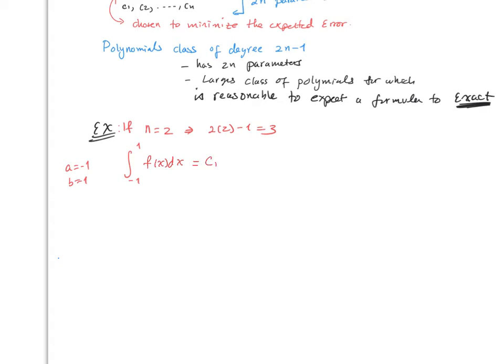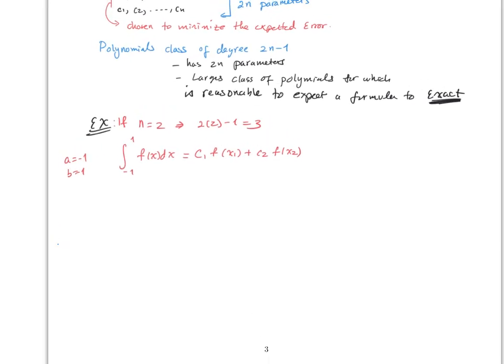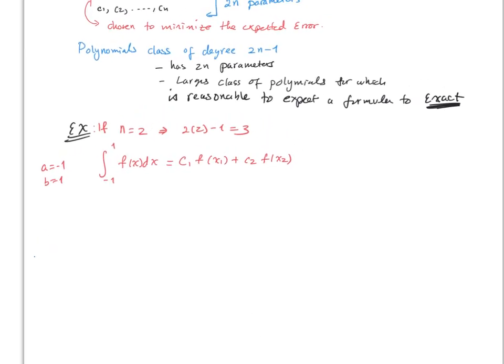Okay, so this is what we want. We need to figure out C1, f of x1, C2, and f of x2. And we want it to be precise up to the third degree. So therefore, we need C1, C2, x1, and x2.